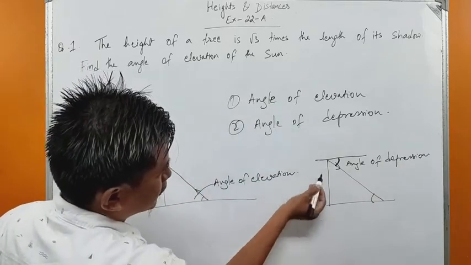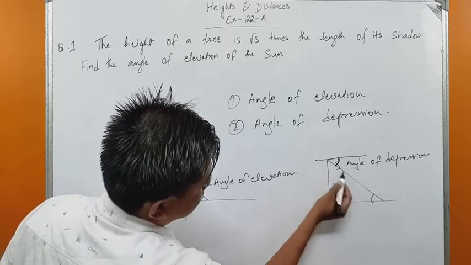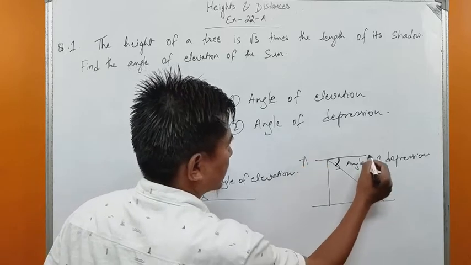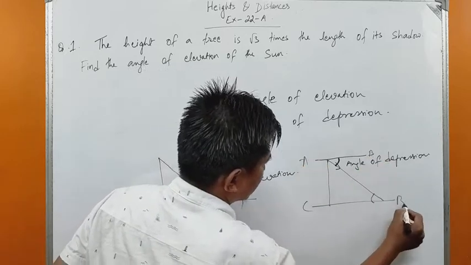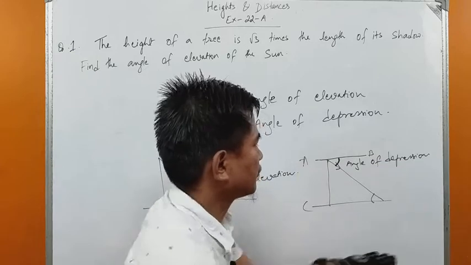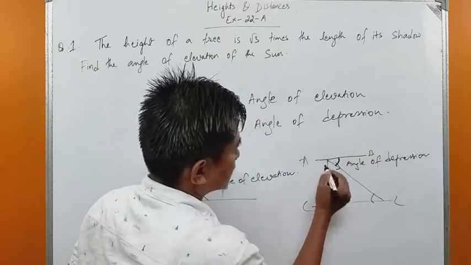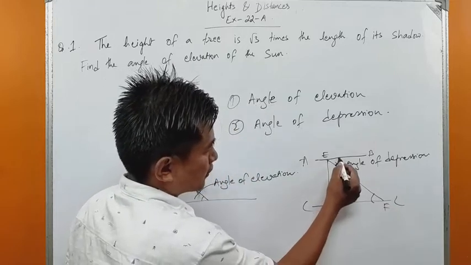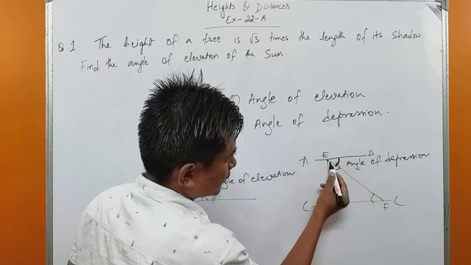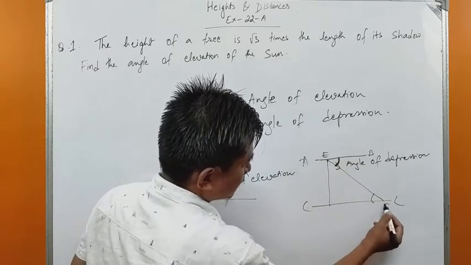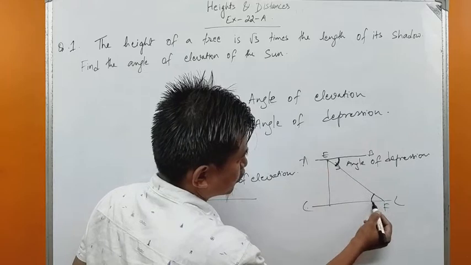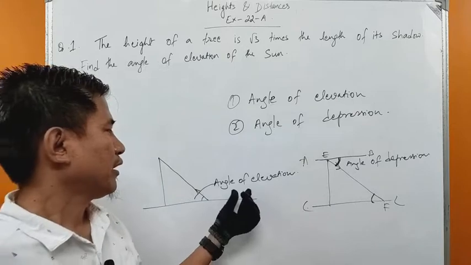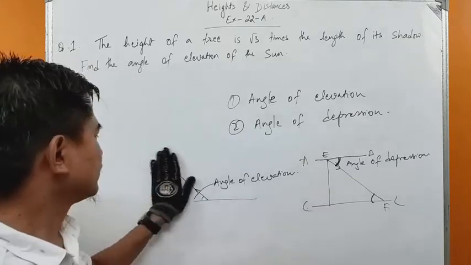this line are parallel to each other, and this line is a transversal. So suppose I name these lines AB and CD, which are parallel to each other, and this is EF. EF is a transversal, so angle BEC and angle CFE will be equal to each other. These are called alternate angles. So angle of elevation and angle of depression are actually the same thing.